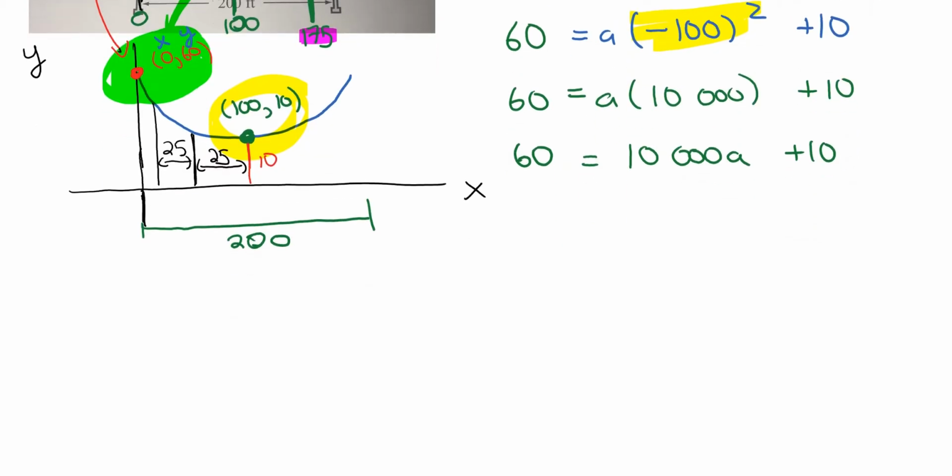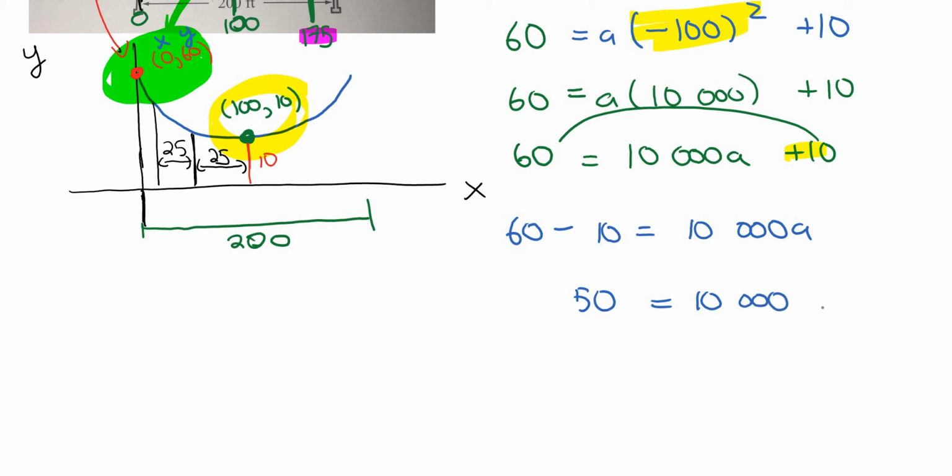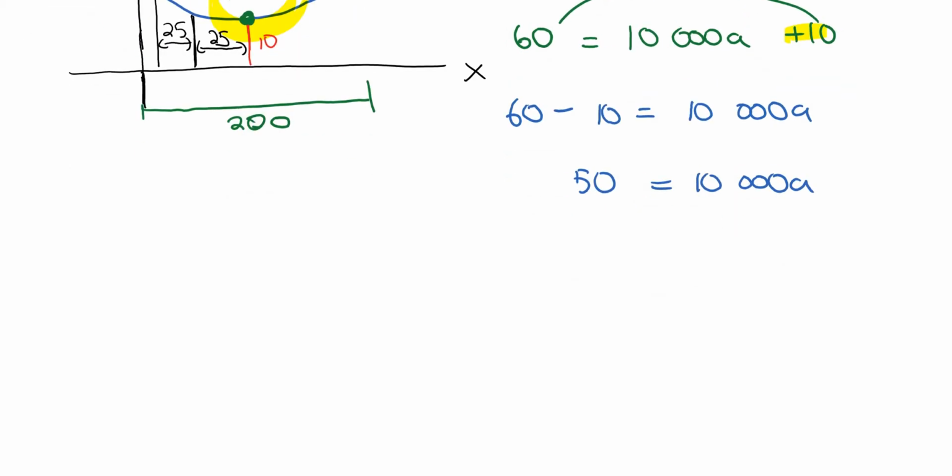So I'm pretty sure you're pretty good at this algebra here. Then you take this 10, you bring it to the other side, and that gives you 60 minus 10 equals 10,000a. 50 equals 10,000a. Then you want to divide both sides by 10,000. So 50 divided by 10,000, and if I change that to a fraction, I get 1 over 200.